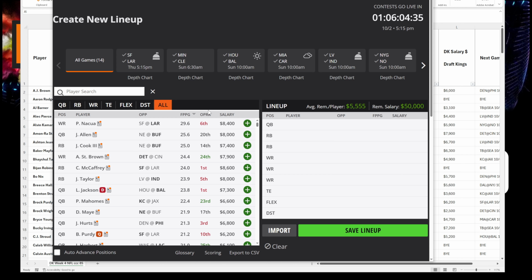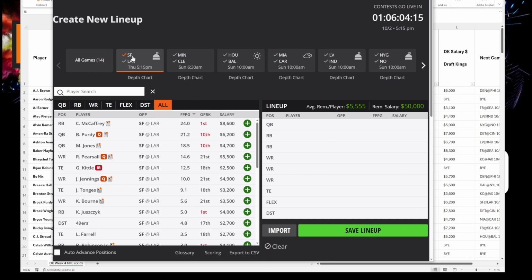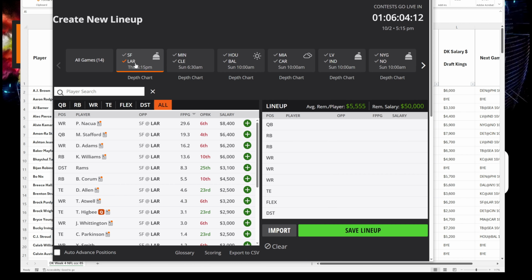They also provide OPRK, which is the opponent's defensive ranking. So, for example, Patrick Mahomes, quarterback, he's playing against Jacksonville. Jacksonville's defense is ranked 23rd, and green is good. And you can isolate by team. So this is San Francisco only. This is Los Angeles Rams only.